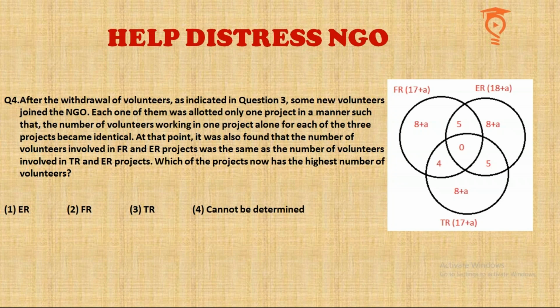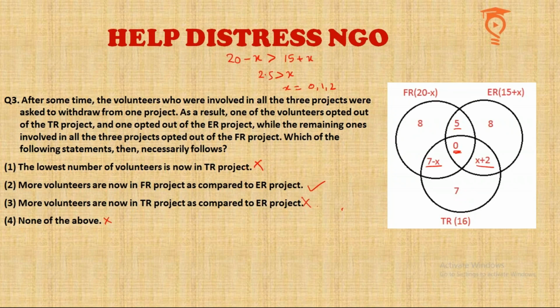See, it's written as indicated in question 3. Some new volunteers joined the NGO. Each one of them was allotted only one project. That means वो इस एरिया में ज्वाइन करवाए गए हैं. तो मैंने ऑलरेडी एंड रिजल्ट लिख दिया है. Let us read why. Because कुछ ऐसा किया गया है कि all these numbers become equal and these were the only places where they were added. तो इसलिए जो 8 था उसमें मैंने A जोड़ दिए और उधर ऊपर 17 प्लस A हो गया. So we will take this diagram also into consideration.